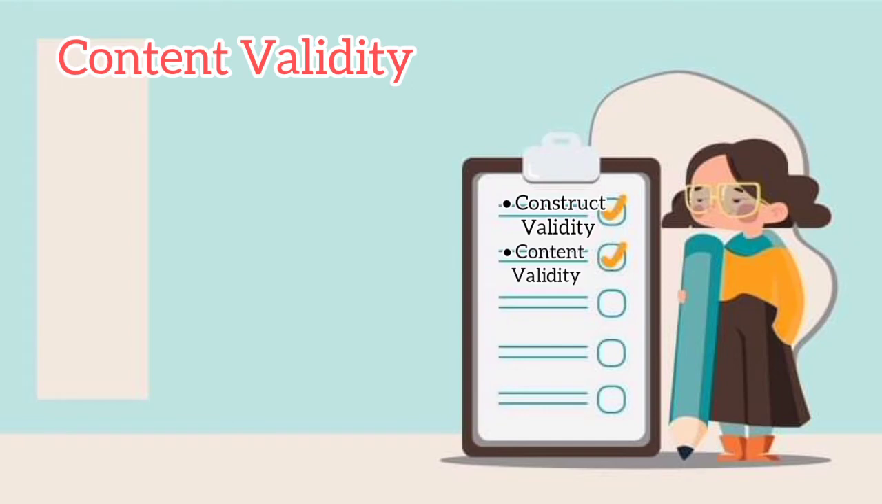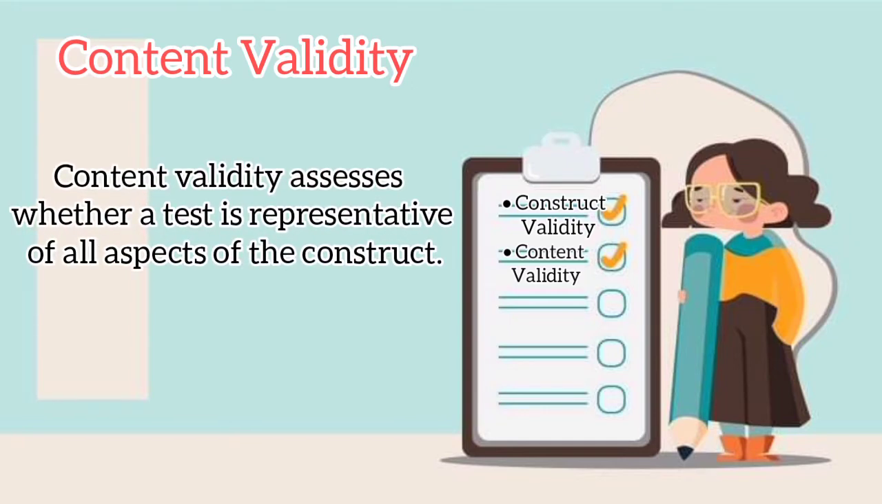Content validity assesses whether a test is representative of all aspects of the construct. It is used when you want to know whether a sample of items truly reflects an entire universe of possible items in a certain topic. Okay, that's pretty wordy, but I can illustrate this in a very simple idea with an example.